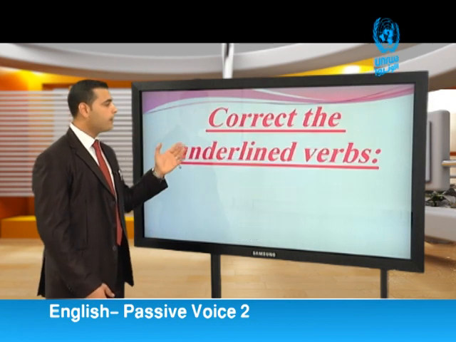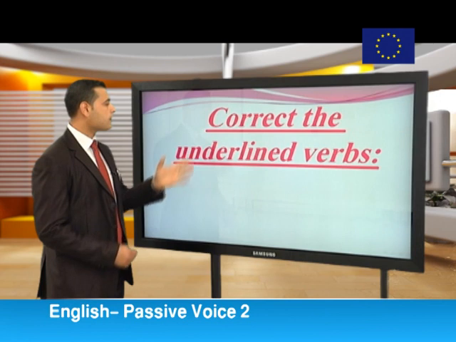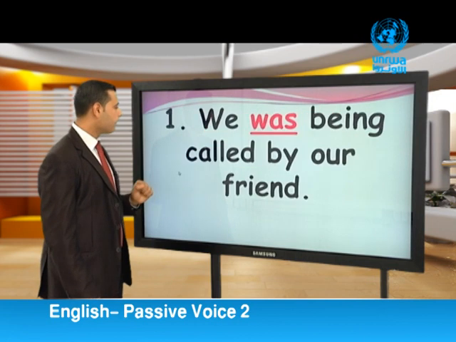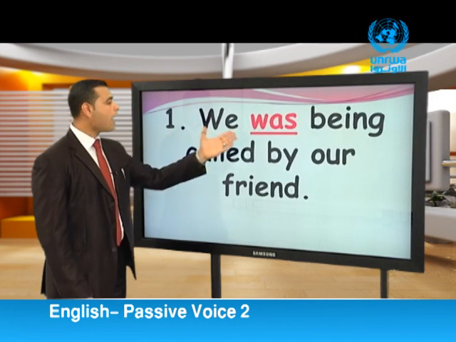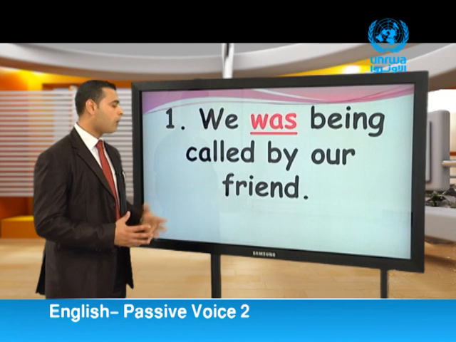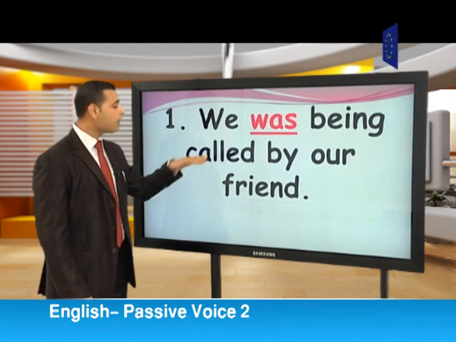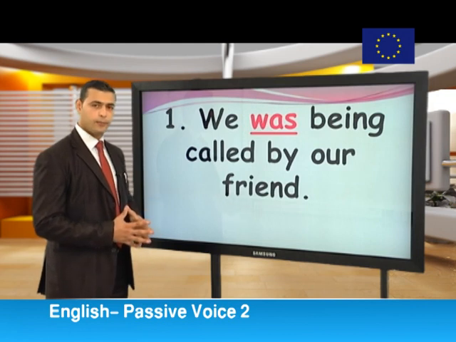Okay, dear students, let's have this exercise. Correct the underlined verbs. صحح الأفعال التي تحتها خط. Number 1, we was being called by our friend.